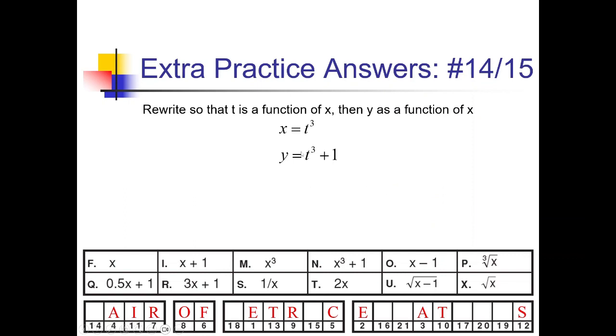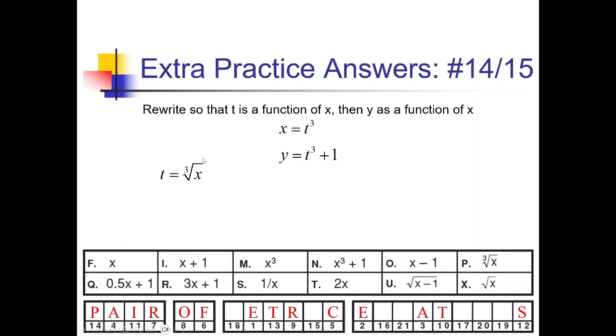For number 14, to get t by itself in the x equation, I have to take the cube root of both sides to undo a cube. So we have cube root of x. That's going to be right here, choice P. So that goes in spot 14.